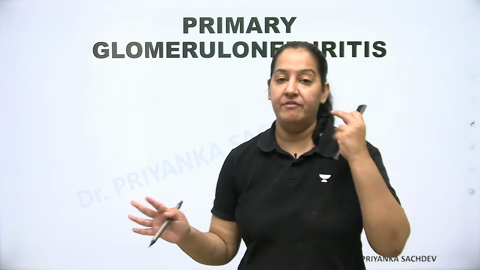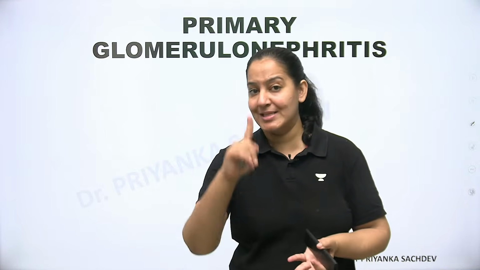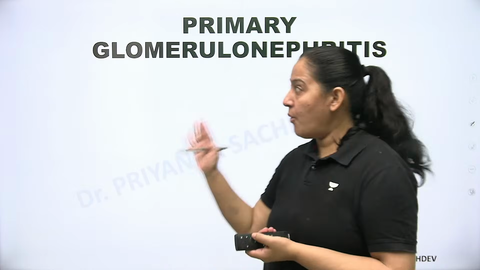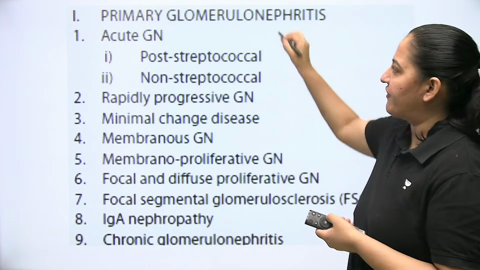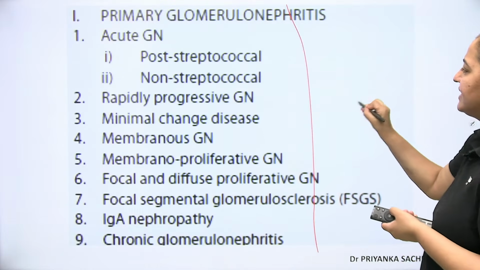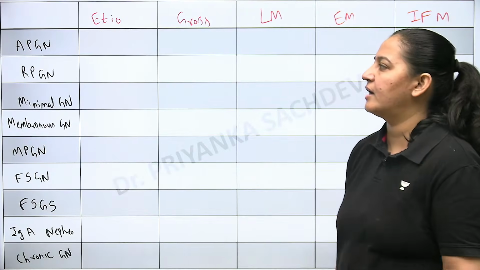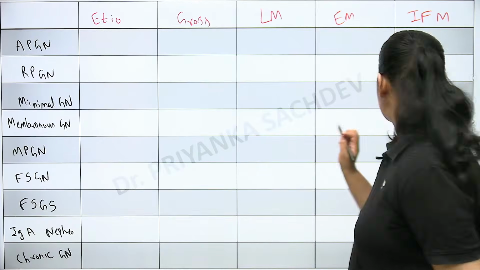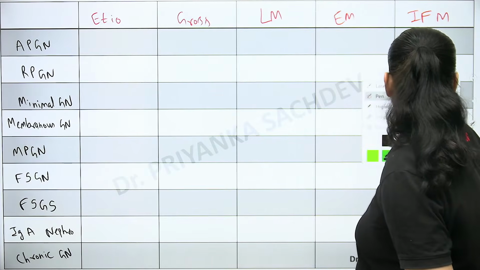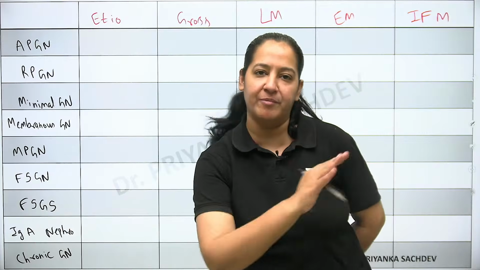I am done with the overview of glomerulonephritis. This was episode 1. Now I will teach you the primary glomerulonephritis, which are 9 in number. We have already seen the classification. I will teach you all 9 in a comparative way. No one in this world will teach you the 9 types of glomerulonephritis in such a beautiful comparative way.